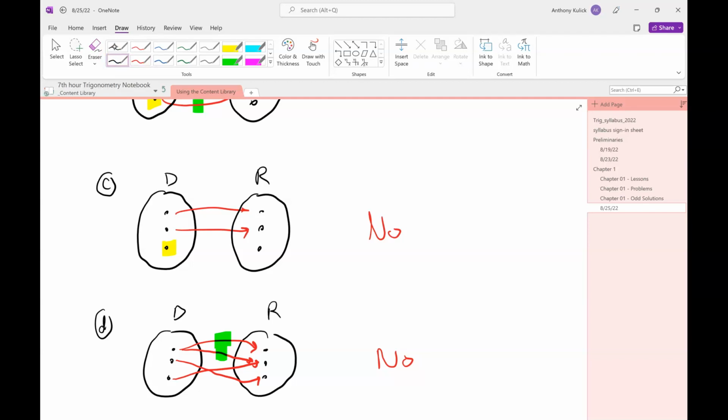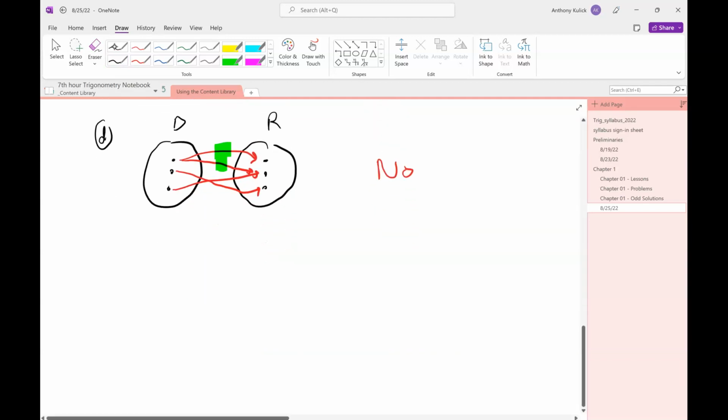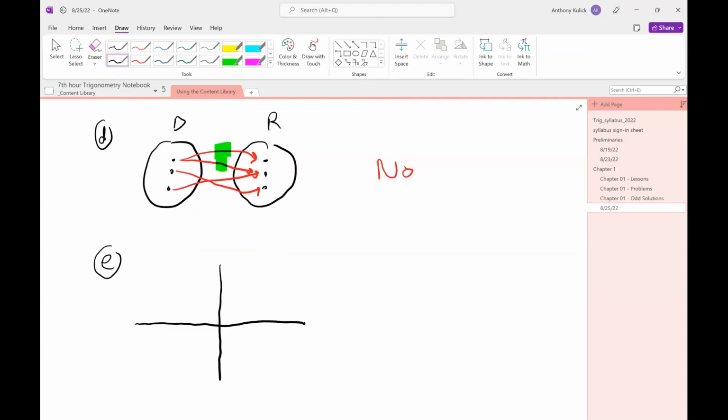But how often did we represent our functions with a mapping diagram in your Algebra 2 class? Almost never, right? So let's go on and talk about some other ways we could represent a function. Well, another way we might have represented a function was with a graph, right? So does this graph represent a function?